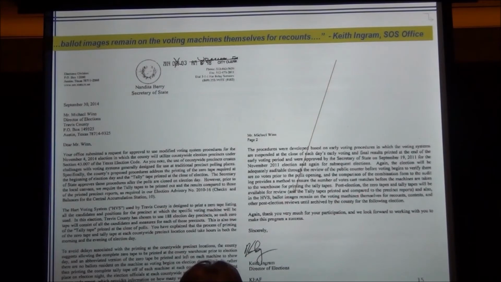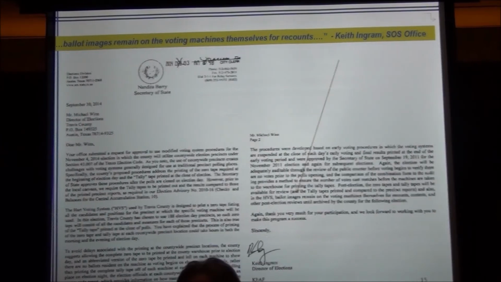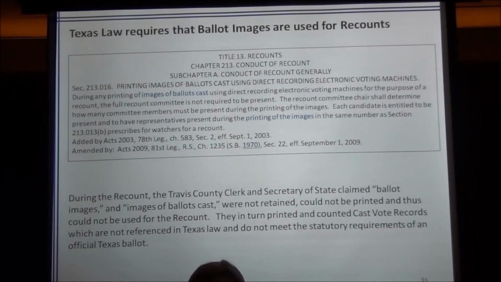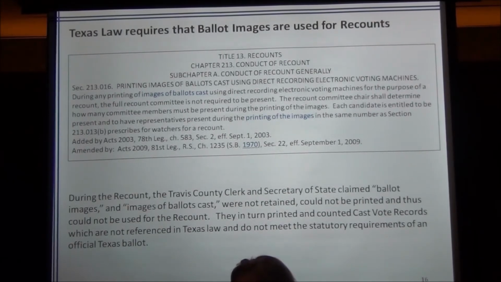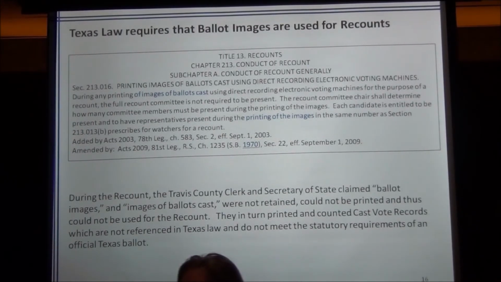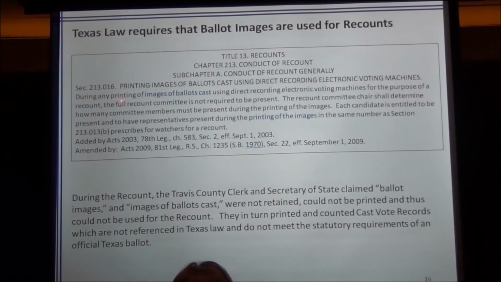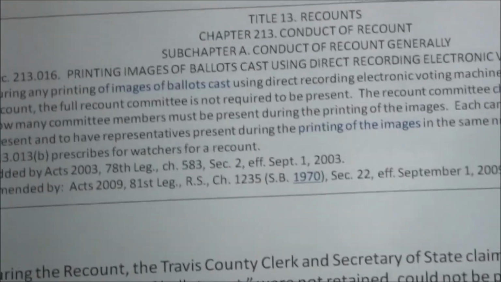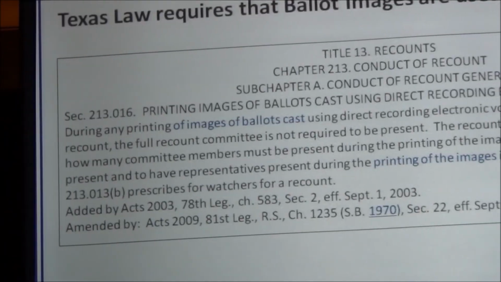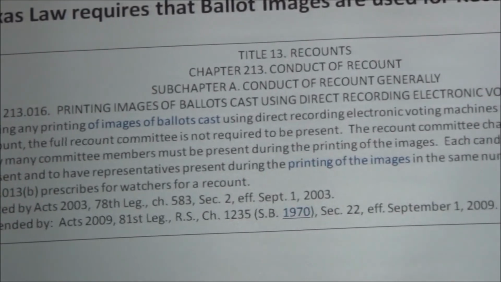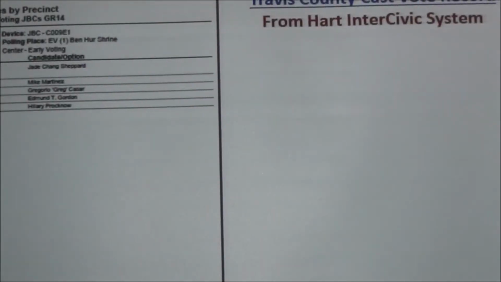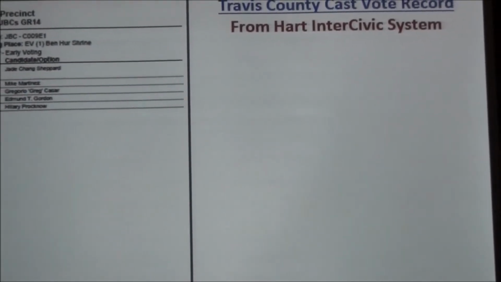But when we got to the recount, Dana said, we can't give you a ballot image, but we can give you something else. Don't worry, Miss Pressley, it's called a cast vote record. Let me get there. This is in the recount, which is what we were doing. You print images of ballots cast. Again, the recount code has it left and right, over and over: ballot, ballot, ballot, ballot. Dana says we can't produce it, but we can give you something else called the cast vote record. And I want to show you what this looks like.